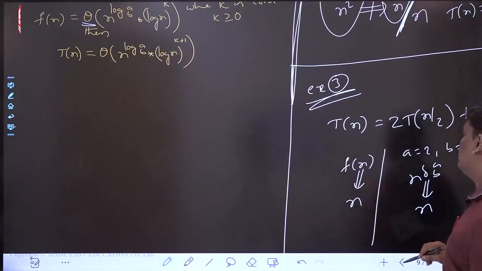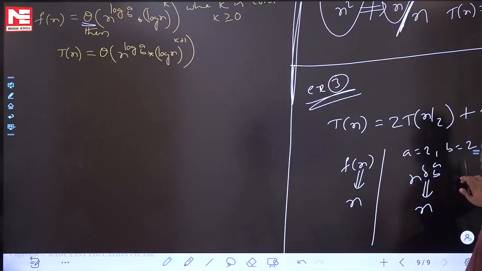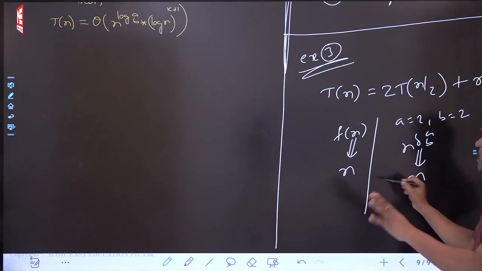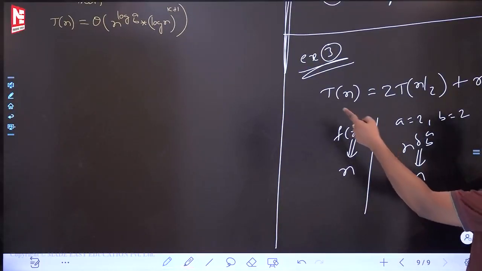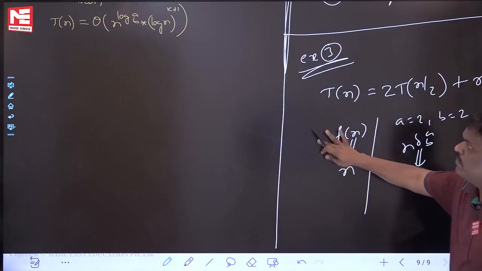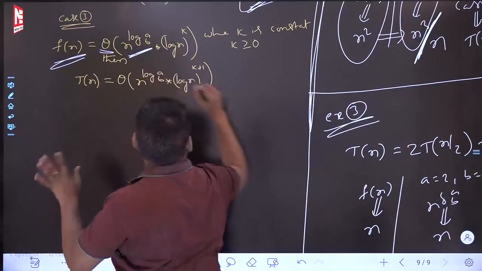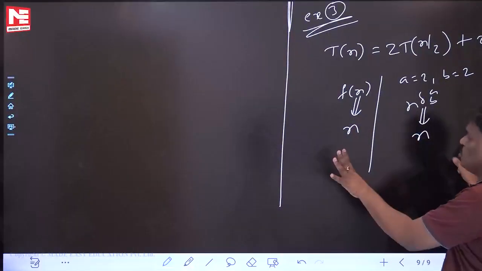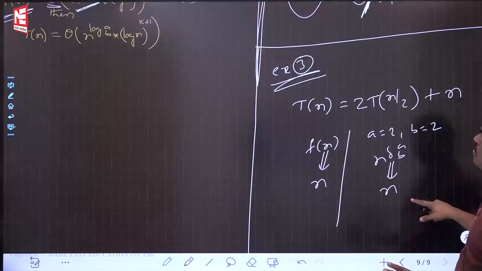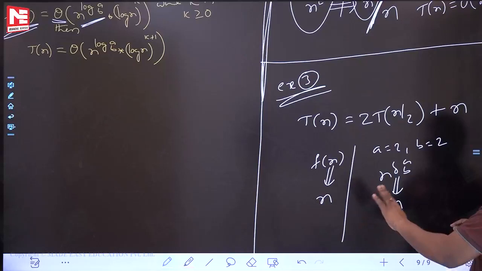What the third case is saying, carefully listen. Both are equal, it's okay. See this one. It is the f of n. It is the n power log a base b. Both are equal, that's okay. According to the third case, f of n on the left side, it's okay. n power log a base b on the right side, that is okay. Both are equal, that is also okay. Now, what the third case is saying is very simple. Left is n, right is n, both are equal, it's okay.